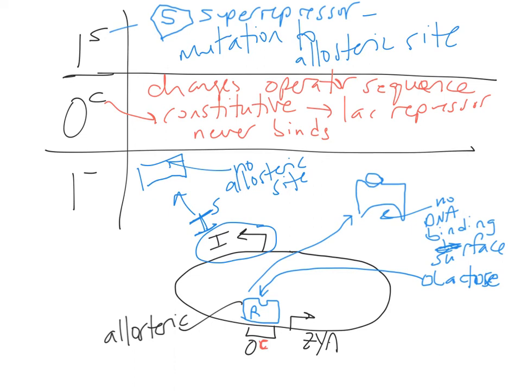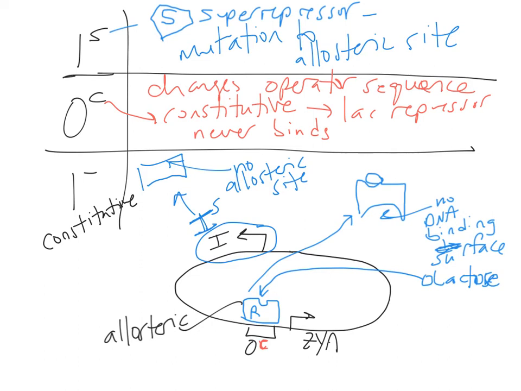Okay, so last one, I minus. So I minus is another constitutive mutation. And now I've drawn in my I minus spot in the table. So like the O-c mutation, lac I minus is a constitutive mutant. Transcription always happens. So it's not a mutation to the allosteric site of lac I now. It is a lac I mutation.